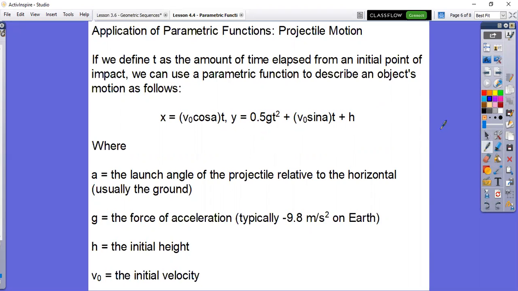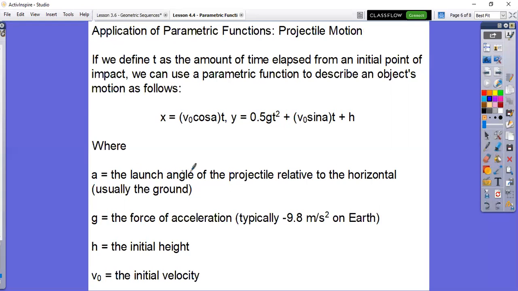So there's a lot of variables. Remember, t is the parameter. So t is what all this is actually going to be in terms of. So we need to define v null. So v null is the initial velocity. It's the velocity that this thing is initially hit at, launched at, whatever it is, the initial velocity.